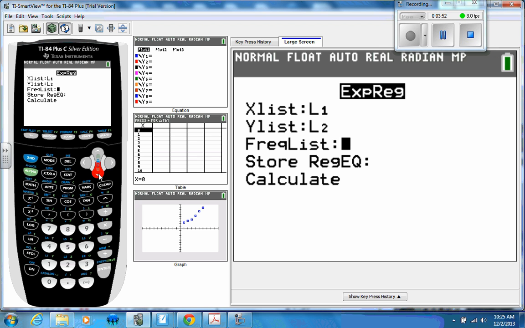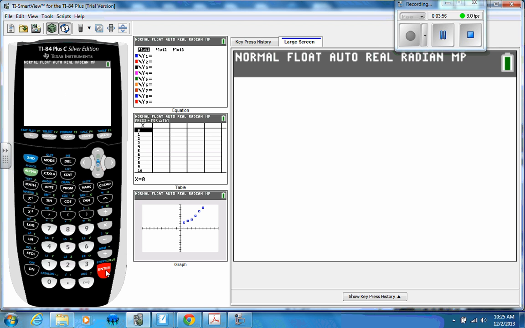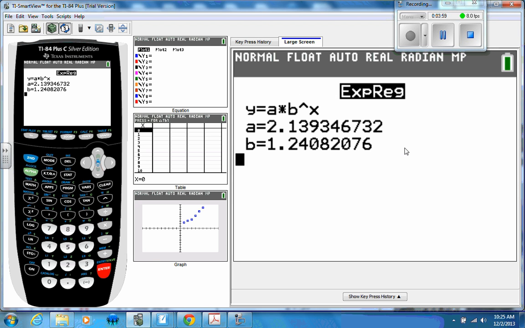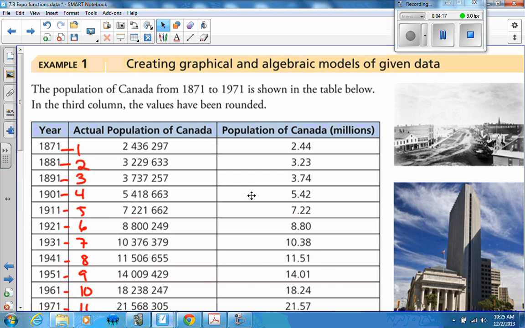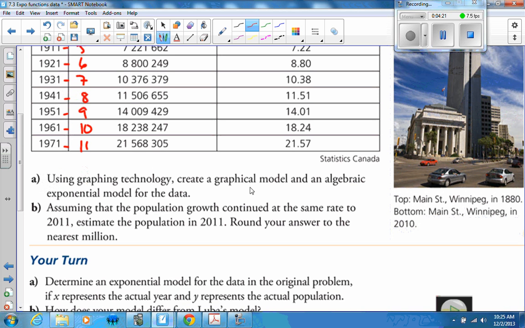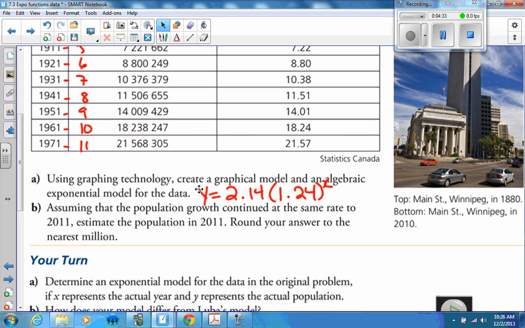From there, if you're on TI-83, just hit Enter again. If you're on a newer one, go to Calculate and hit Enter. Calculator's thinking, and it gives you an equation. So your equation for this graph is y equals 2.14 in brackets, b is 1.24 raised to the power of x. So if I take this back to here, I'm just going to write the equation here as y equals 2.14 times 1.24 raised to the power of x. Now I know we talked about keeping enough decimal places, so you do want to keep enough decimal places.